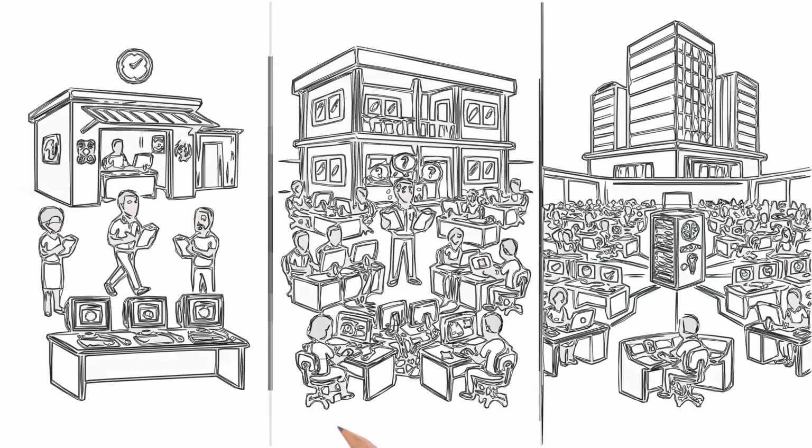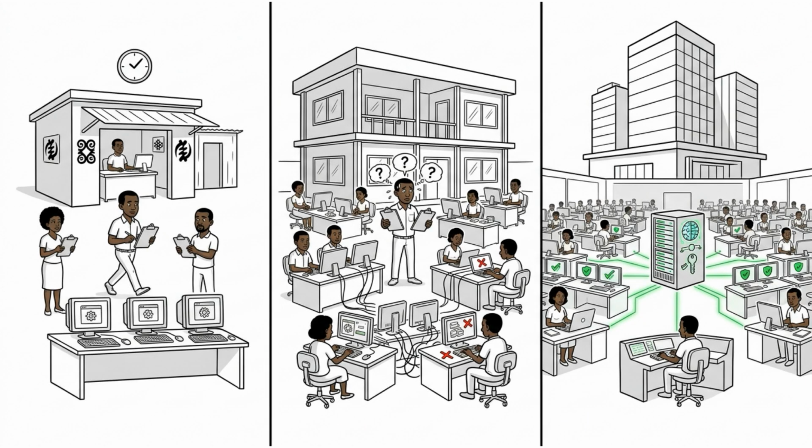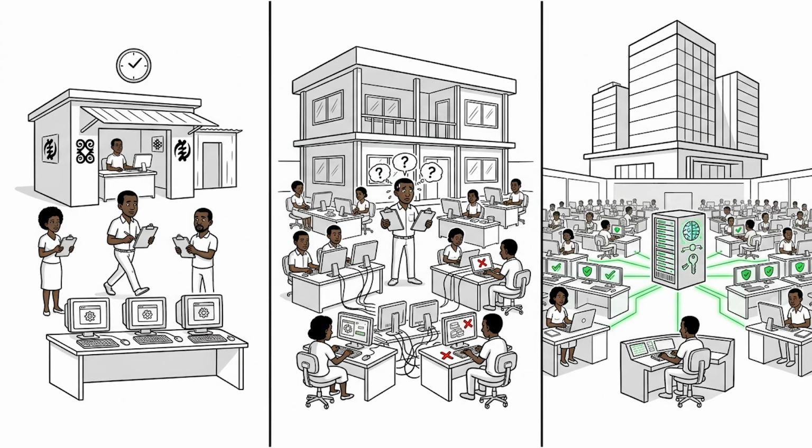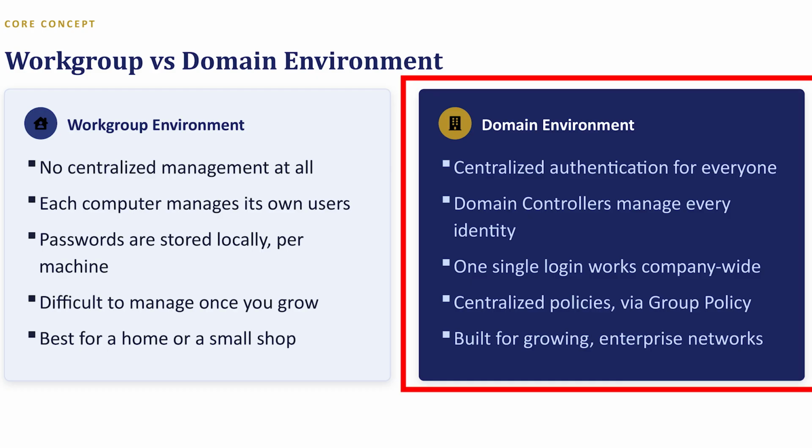So imagine you have a small shop in Accra with 3 computers. Maybe the owner has 1 computer, the cashier has another, and the manager has another. A simple workgroup or local accounts arrangement might be sufficient, yeah, because there are only a few machines. Now imagine the business grows. Suddenly there are 300 computers, then 1,000, then 5,000. Now, managing each computer individually becomes painful. That is where the domain environment becomes much more useful.